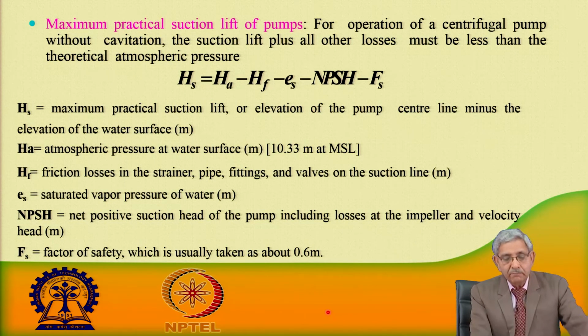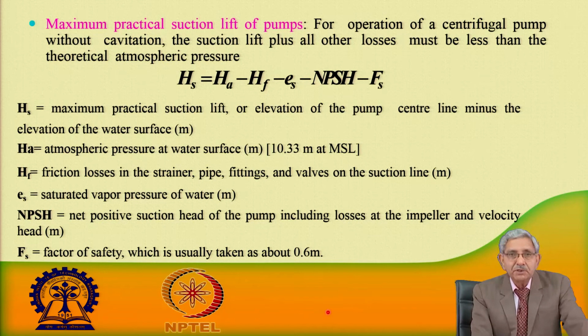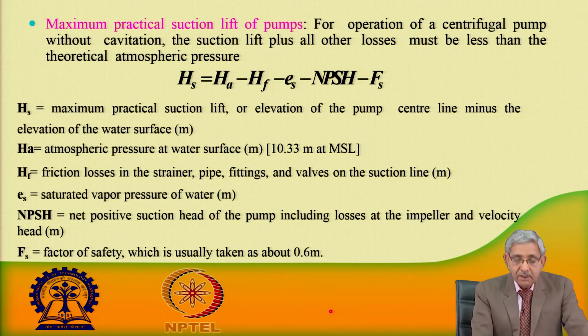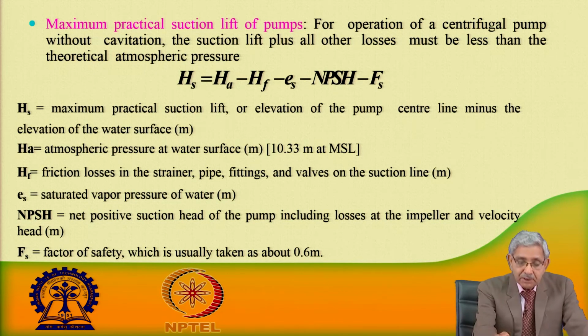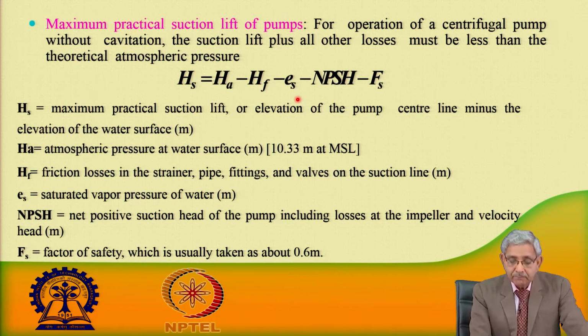Now, when we are expressing the total components, the maximum practical suction lift of a pump is expressed as the atmospheric pressure minus frictional loss H f, minus saturated vapor pressure, minus net positive suction head of pump including losses at the impeller and velocity head, minus F s, that is a factor of safety which is usually taken as 0.6 meter.